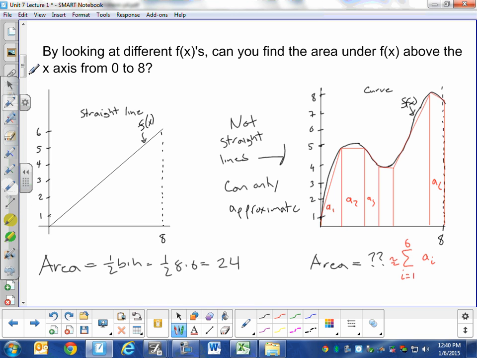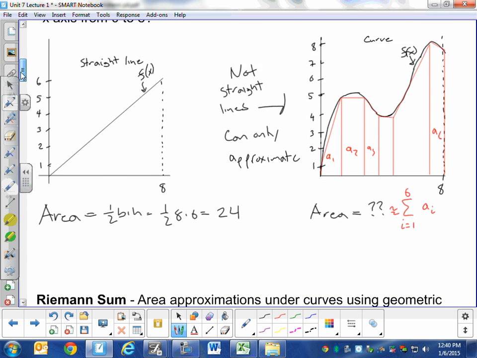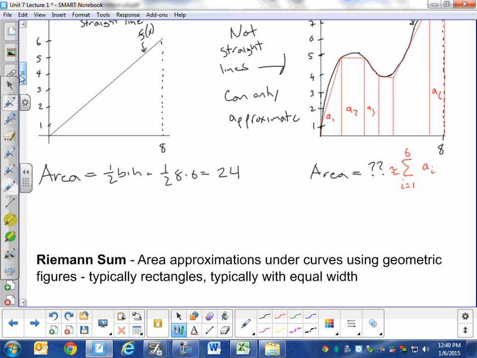Okay, well, there is a guy, famous mathematician. He's actually probably more famous for the other stuff that he's known, but he's more well known for this thing that he created, who kind of formalized this idea of taking geometric shapes and using these geometric shapes to approximate areas under curves. Okay, the guy was called Bernard Riemann. And he created a Riemann sum.